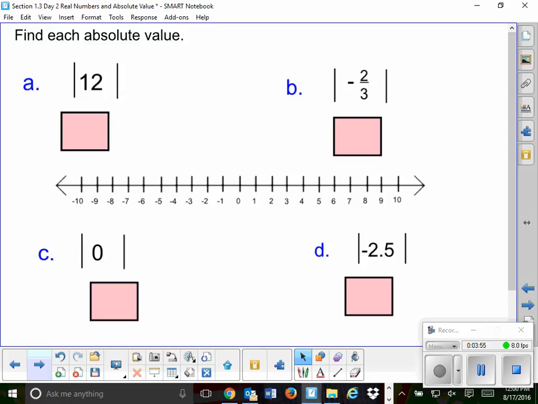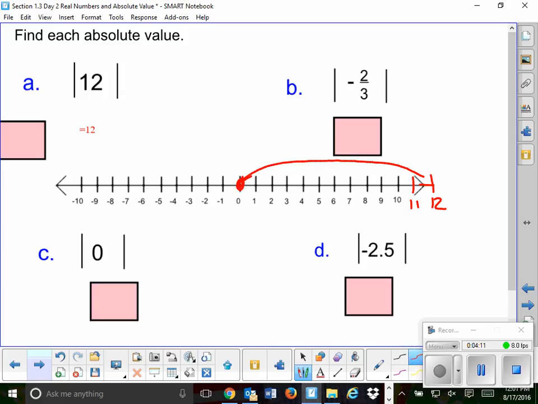Okay, so the first one, absolute value of 12, you should have gotten 12. It is 12 units from 0. If you draw that out on here, here's 11, here's 12, and if I count how many times, it is 12 units till it gets to 0 all the way around there.